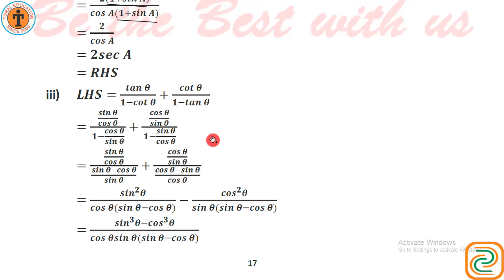Remember. Now here left hand side, tan theta upon 1 minus cot theta plus cot theta upon 1 minus tan theta. Now convert them into sin and cos. Tan equals sin upon cos. Here cot equals cos upon sin. And in the denominator 1 minus cos theta upon sin theta, 1 minus sin theta upon cos theta, because tan equals sin upon cos.